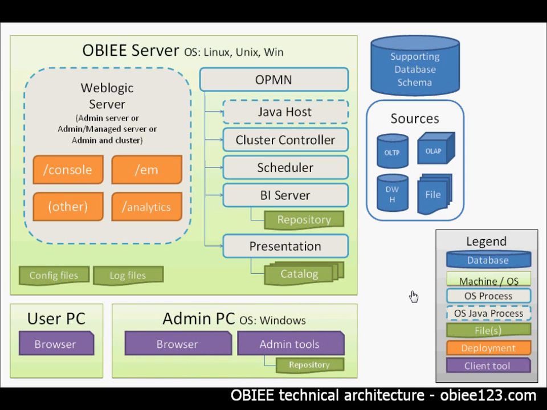The admin PC is the last piece in the architecture. An administrator, of course, also needs a browser to connect to the console or to Enterprise Manager. And there are also some Windows-only administration tools that allow the administrator to connect to the BI server to do maintenance on the repository, or connect to the presentation catalog to do maintenance there. So that's it. This is the OBIEE architecture from a technical point of view.